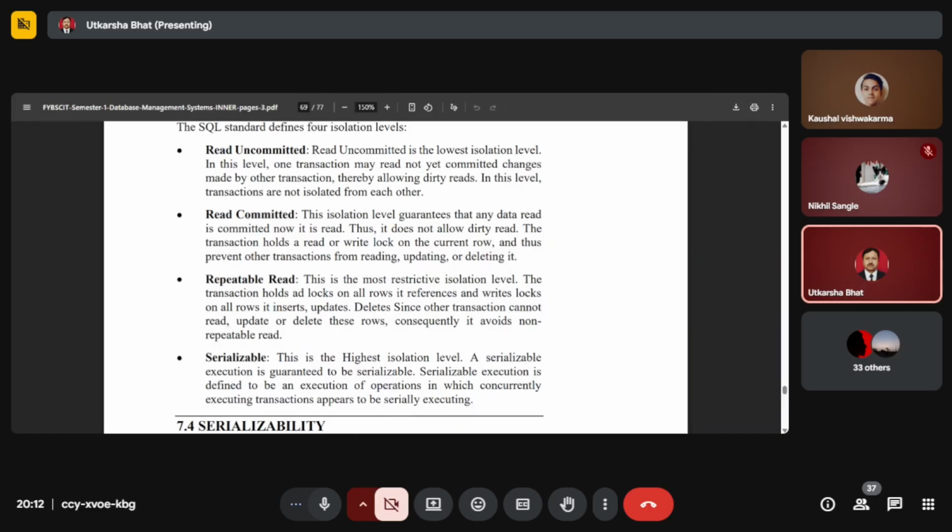Serializable. This is the highest isolation level. Execution is guaranteed to be serializable. Serializable execution is defined to be execution of operations in which concurrently executing transactions appear to be serially executing. तो serializable होता है serially executing किया जाता है transactions जो भी है. There is no random order; serialization will be there for the execution of transactions.